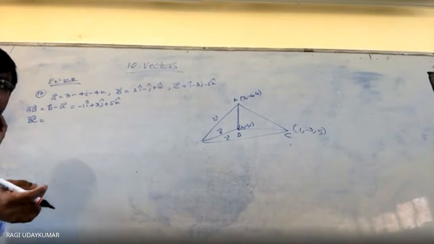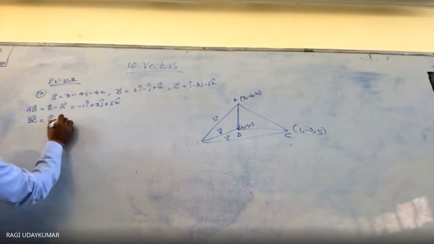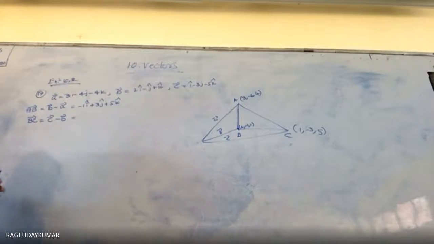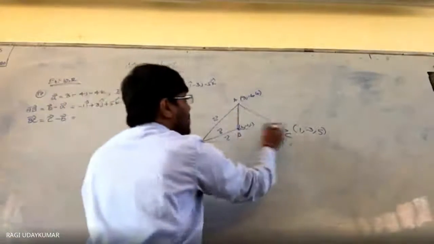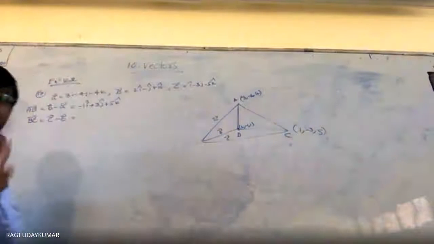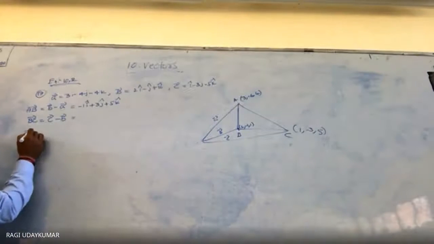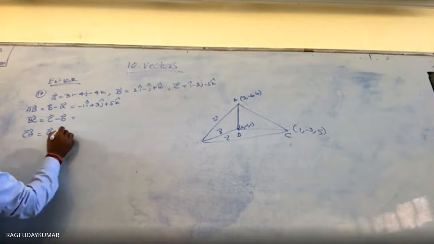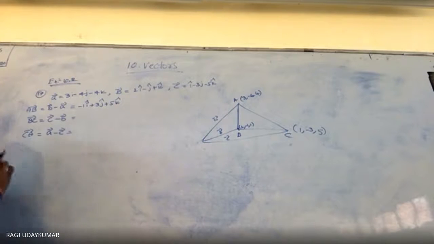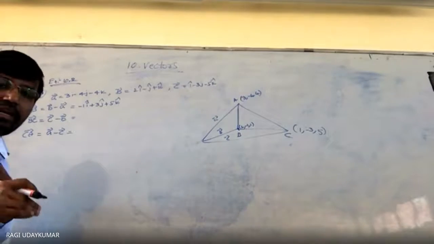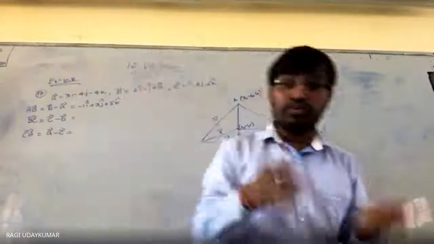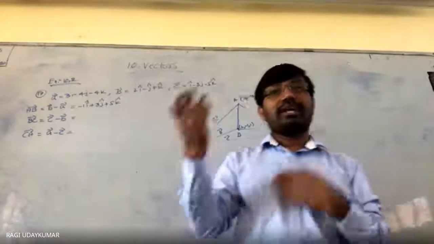BC is nothing but C bar minus B bar, that is also final minus initial. Next, find out AB, BC, CA. Not AC, the CA vector. The CA vector is nothing but A vector minus C vector. And find out their magnitudes. The sum of the squares of the magnitudes of two vectors will be equal to the square of the other vector.